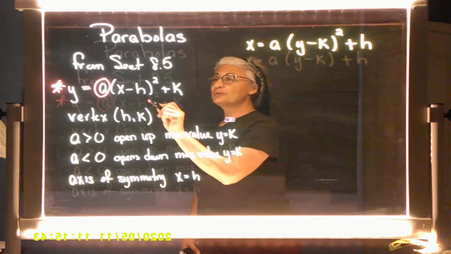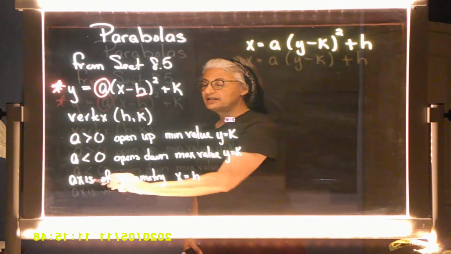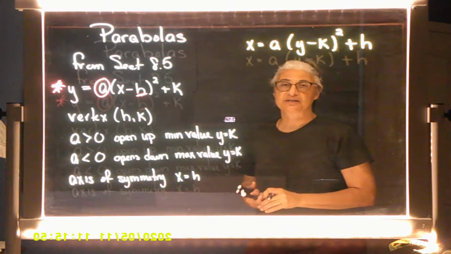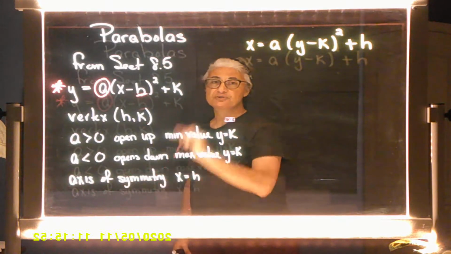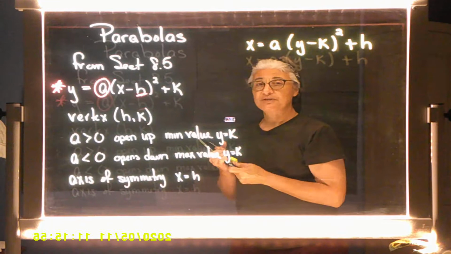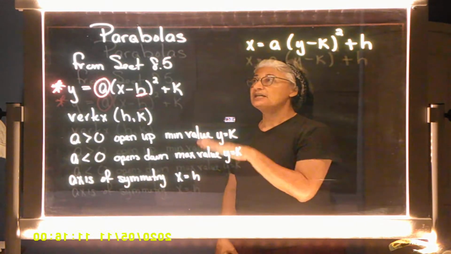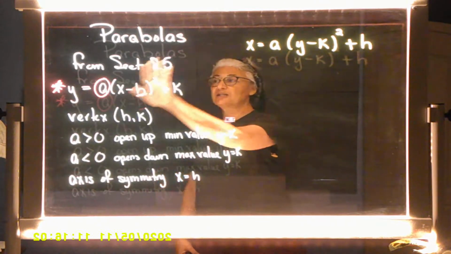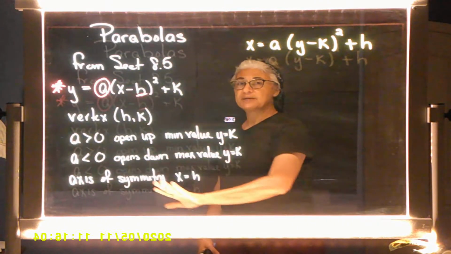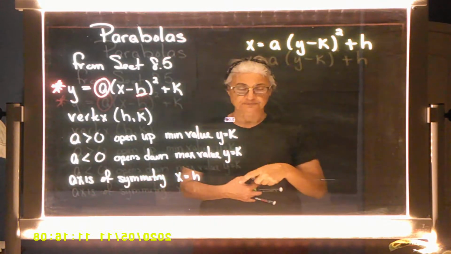Our vertex will be h, k, and the axis of symmetry is x equals h. Remember, the axis of symmetry is a line cutting the parabola in half. So that's a refresher back from section 8.5 if you were actually in one of my classes. So in this particular section, not only are we talking about these types of parabolas again, but now we're talking about a parabola that looks like this.